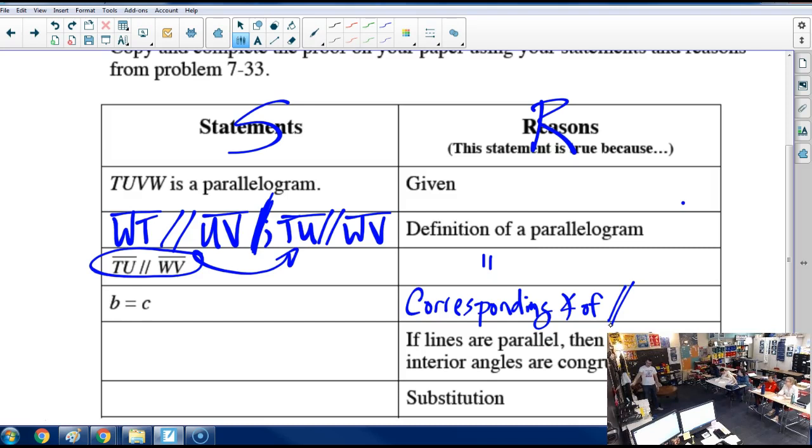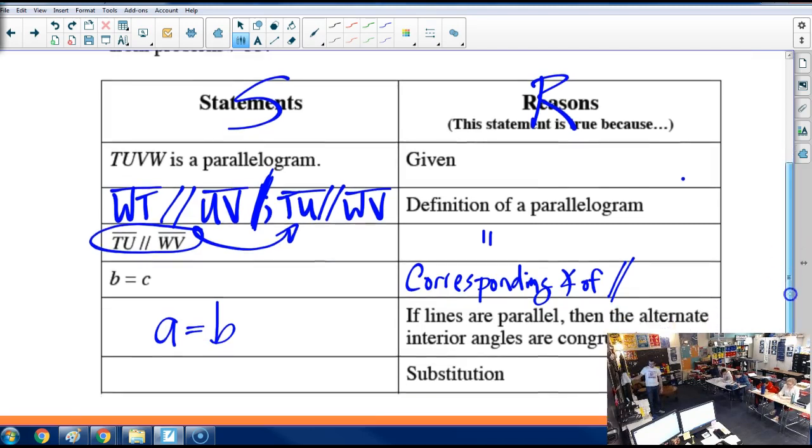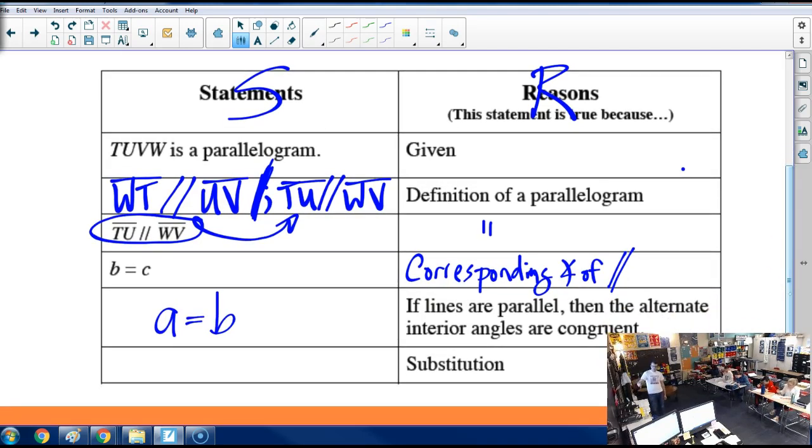Yes. So then here, what went in our statement box? If lines are parallel, then the alternate interior angles are congruent. A equals B, right? Because B was that exterior angle and A was that interior angle at the bottom. And then, since A equals B and B equals C, A must equal C.